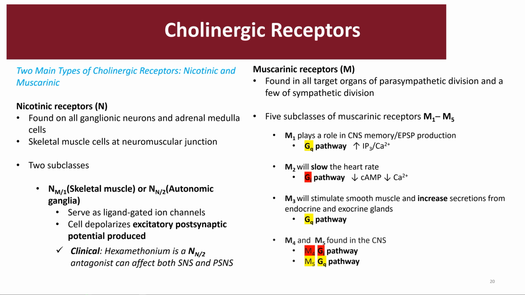When a nicotinic receptor binds to acetylcholine, it will produce an excitatory postsynaptic potential in the target cell. All the preganglionic neurons release acetylcholine, which binds to nicotinic receptors on the ganglionic neurons.